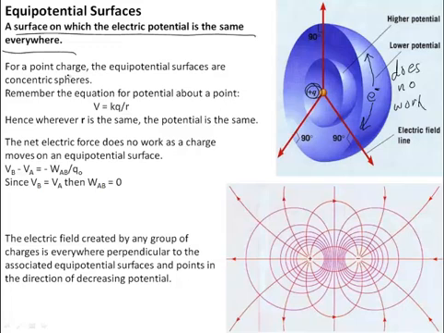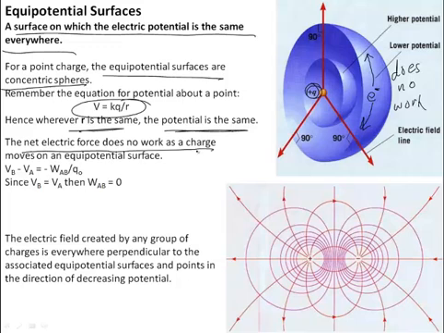It says for a point charge, the equipotential surfaces are concentric spheres, just like what you're looking at there. The equation for potential about a point is that. So wherever R is the same, the potential is the same. So no net electric force does no work as a charge moves on an equipotential surface. And it just shows you the math for that.